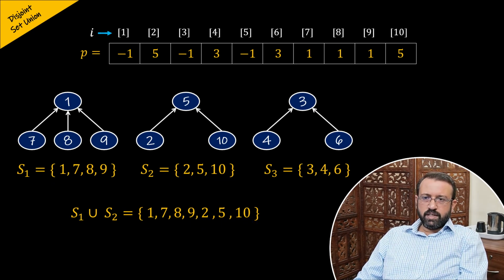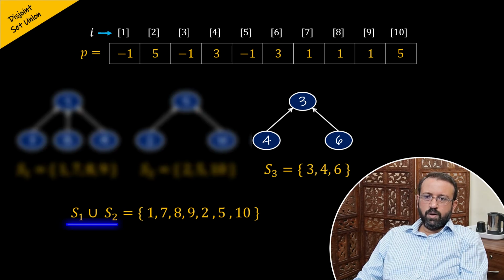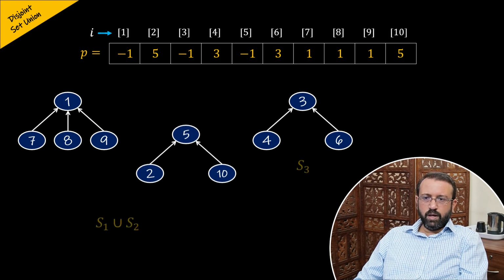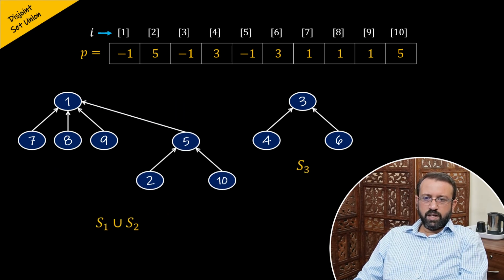Now, since the sets S1 and S2 are disjoint sets, after performing the disjoint set union operation, the sets S1 and S2 do not exist and they are replaced by set S1 union S2. Now let us look at how to perform the disjoint set union operation on disjoint sets S1 and S2 represented as trees. The disjoint set union operation is performed on trees by simply making one of the trees the subtree of the other.